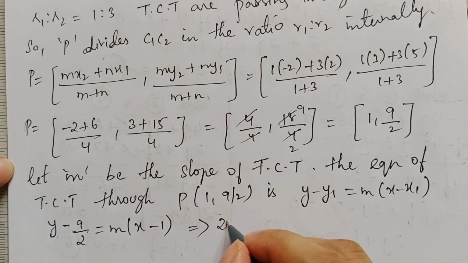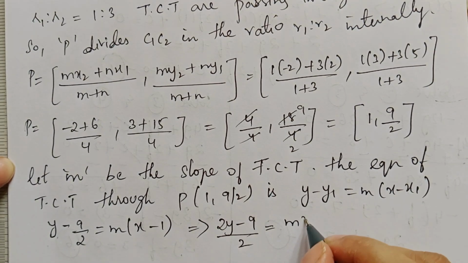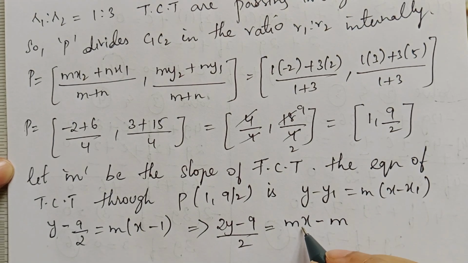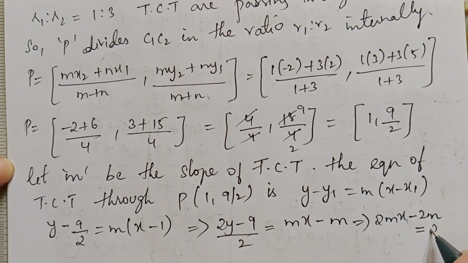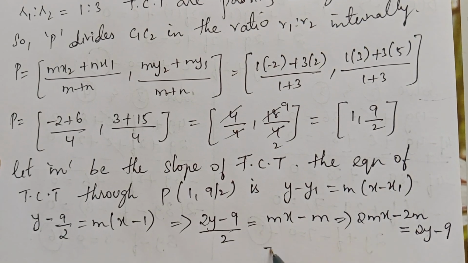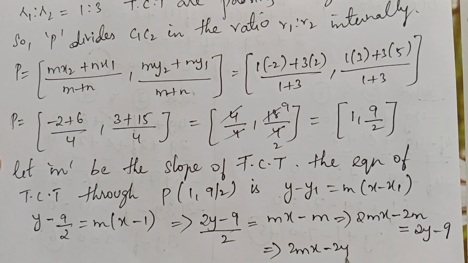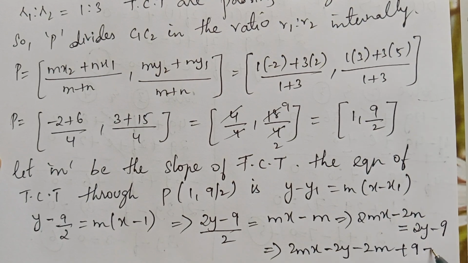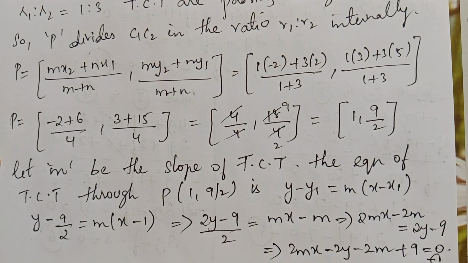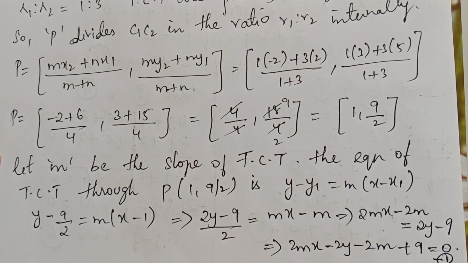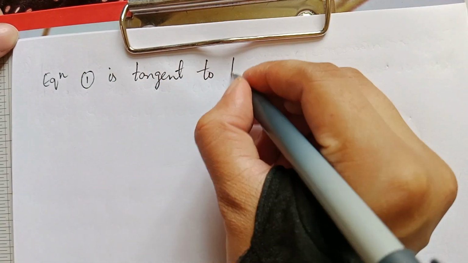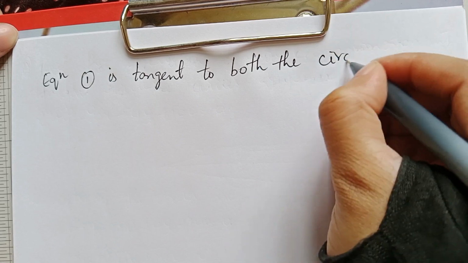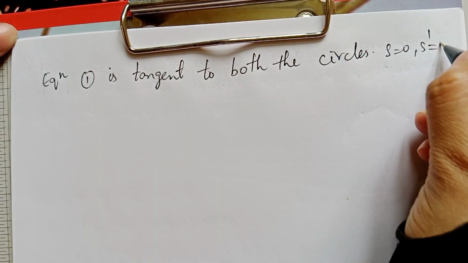So taking LCM here, we'll get 2y minus 9 by 2 is equal to mx minus m. Now multiplying by 2, it is 2mx minus 2m is equal to 2y minus 9. So this can be written as 2mx minus 2y minus 2m plus 9 equal to 0. Take it as equation 1. So equation 1 is a tangent to both the circles s equals 0 and s dash equals 0.